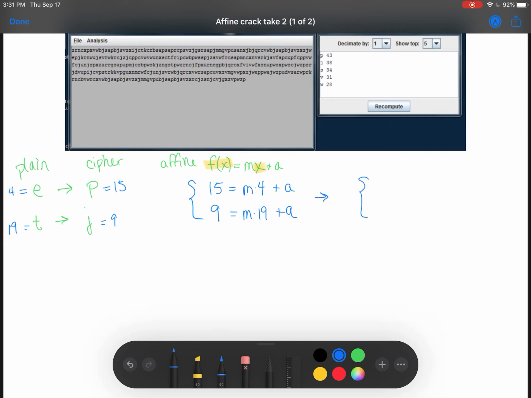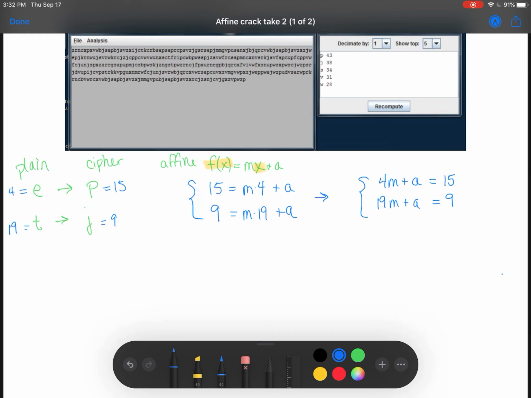Perhaps you don't really like them written in that way. We could write the same system of equations, just rearranging the terms a little bit so that it looks a little bit more like what we're used to solving in algebra. So, of course, m times 4 is the same thing as 4m. So 4m plus a is equal to 15, and then 19m plus a is equal to 9.